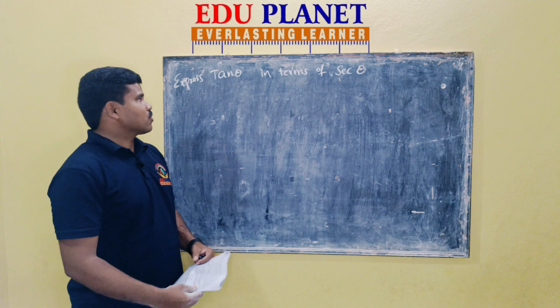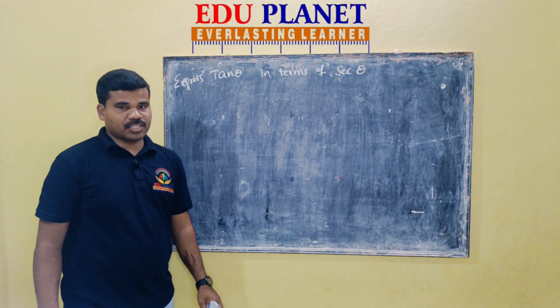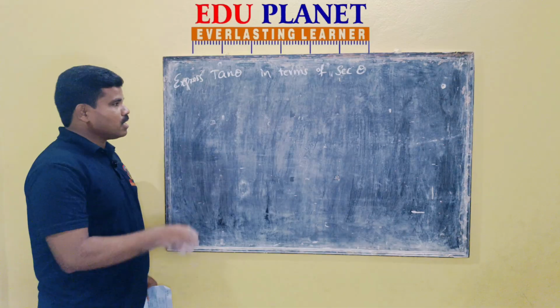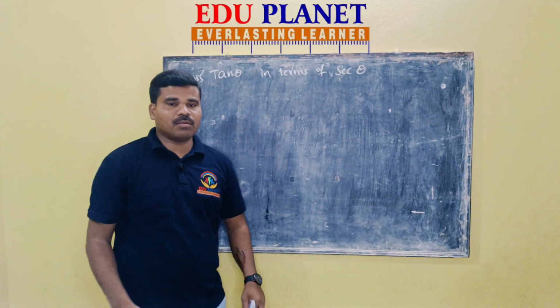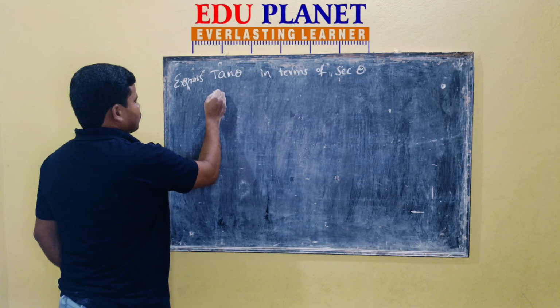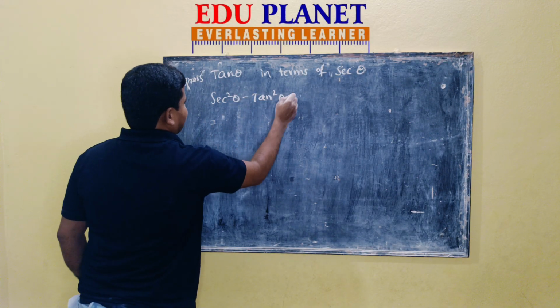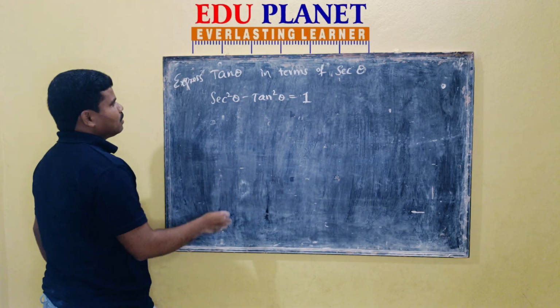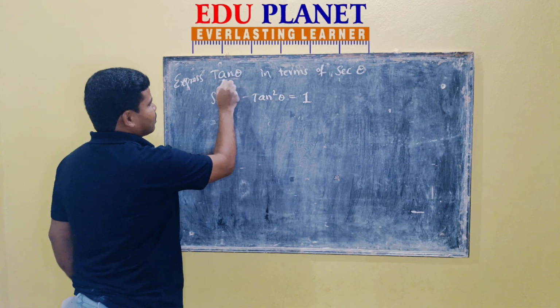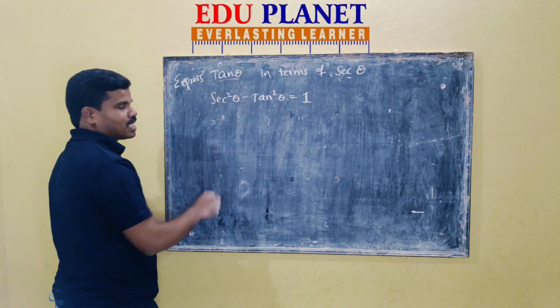This is our next question. Express tan theta in terms of sec theta. This is also very easy. This question also we are going to solve by using one of the trigonometric identities, that is sec square theta minus tan square theta equals 1. Finally, we have to express this tan theta value in terms of sec theta. So, we need to highlight the tan theta.